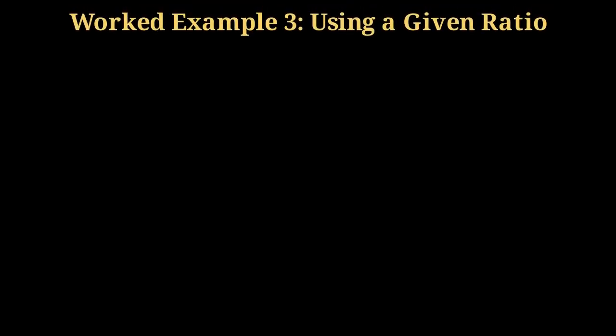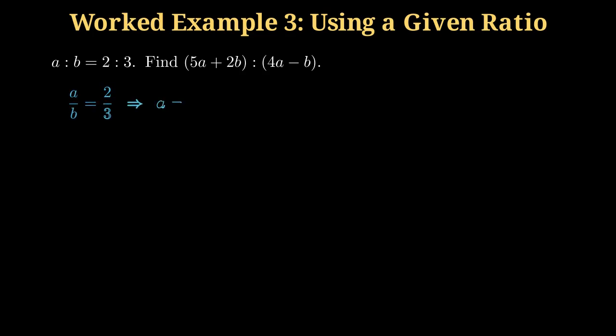Worked example 3, the exam favorite. If a to b equals 2 to 3, find the ratio 5a plus 2b to 4a minus b. Start from the given ratio. a over b equals 2/3. So a equals 2/3 of b. Now we can write everything in terms of b.